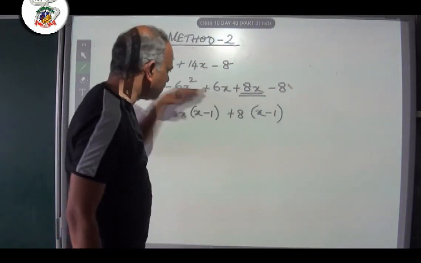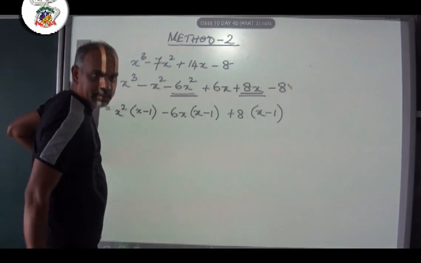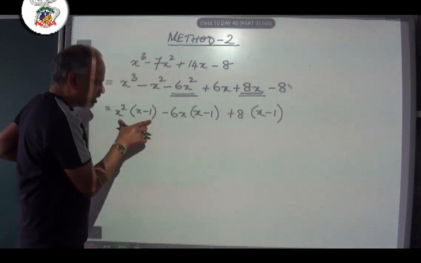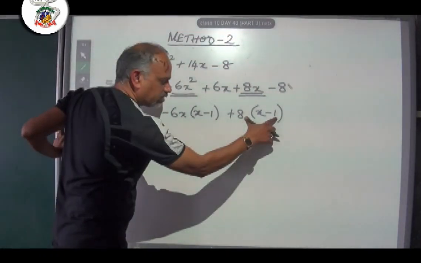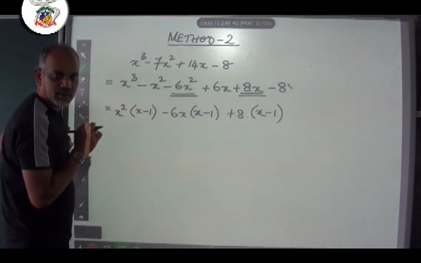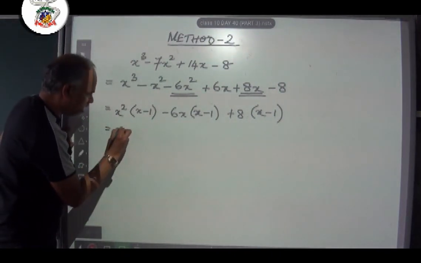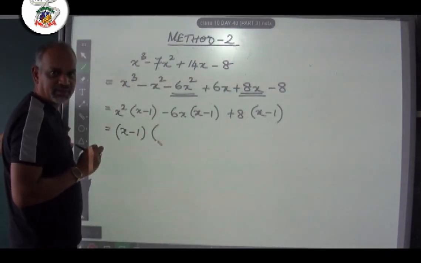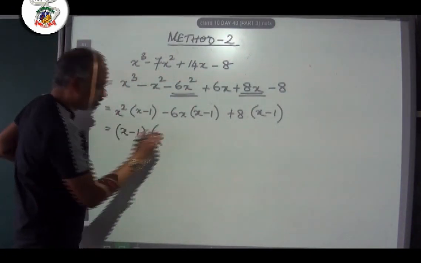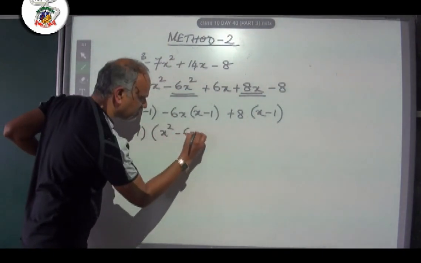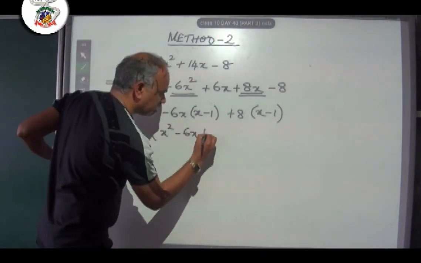Now you will see this is filled. This is also filled. Now look at this. In this there are 3 terms. Out of these three terms, you have to see what is common. Common is x minus 1. Now whatever is left, you have to write. From the first one, x squared is left. From the second one, minus 6x is left. And from the third one, plus 8 is left.